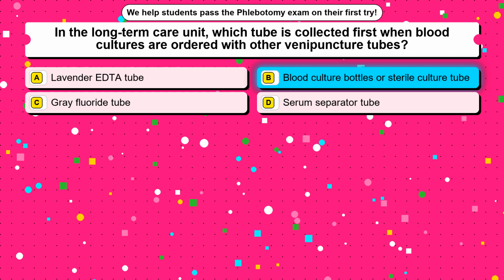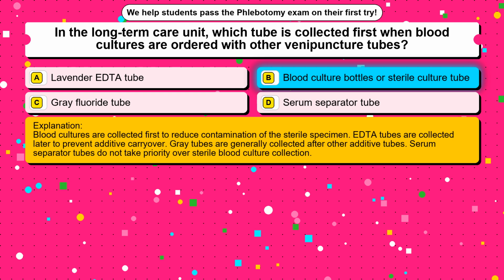Blood culture bottles or sterile culture tube. Blood cultures are collected first to reduce contamination of the sterile specimen. EDTA tubes are collected later to prevent additive carryover. Gray tubes are generally collected after other additive tubes. Serum separator tubes do not take priority over sterile blood culture collection.